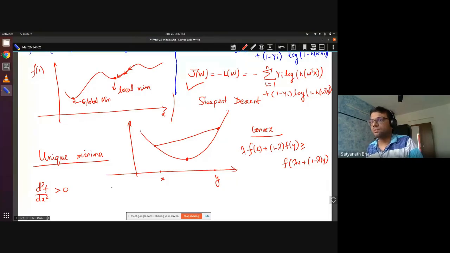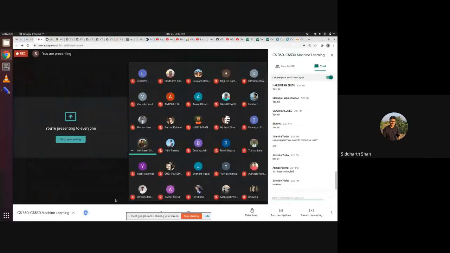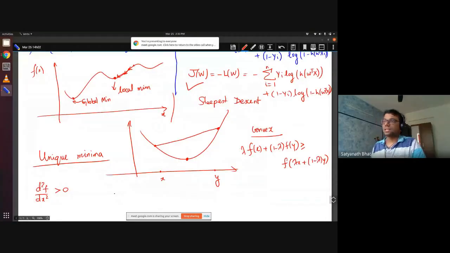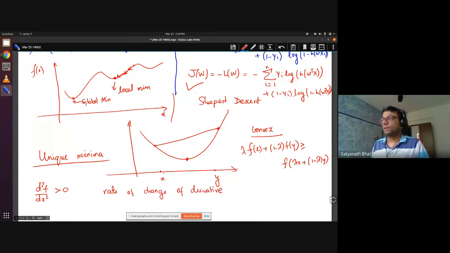So what is the second derivative? Can someone tell me? Sir, it's the rate of change of derivative. Exactly. The second derivative is the rate of change of derivative. So let me write that: rate of change of derivative. This means that in convex functions, the derivatives themselves keep improving.